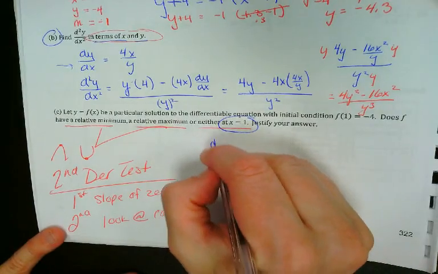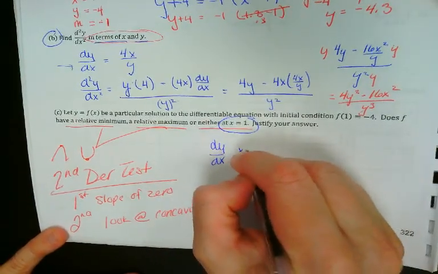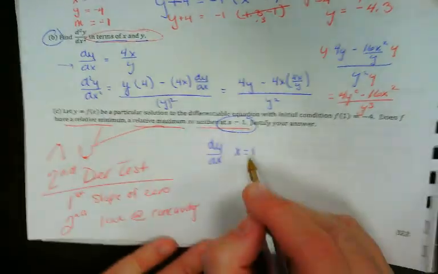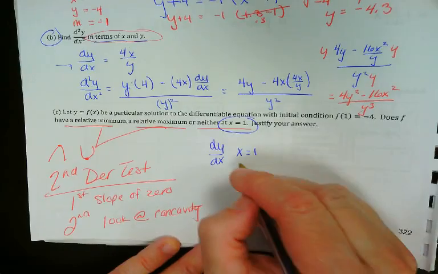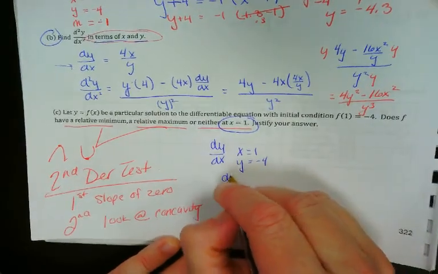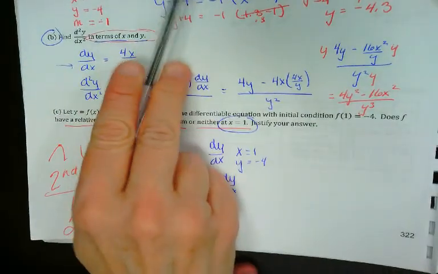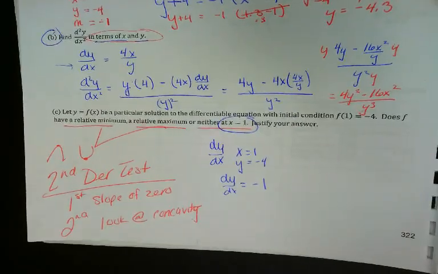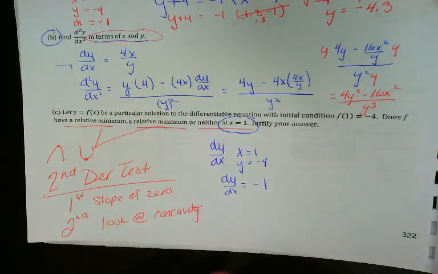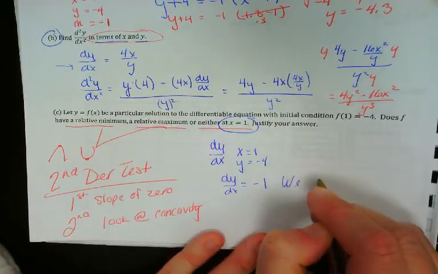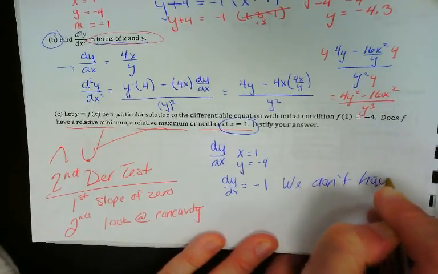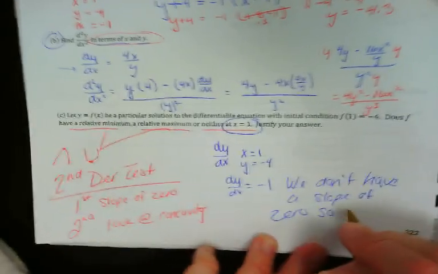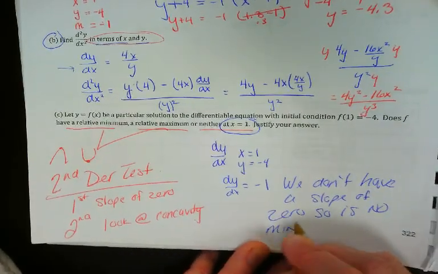So what do we know about dy dx when x is 1? I think we've already found it, and typically that's how it goes. When x is 1, we know the y value is -4, and we know then dy dx, when we substituted 1, -4, and that's what we did up here, we got a slope of -1. Right? We already did all that up here. So what that's telling me is we don't have a slope of 0. So there is no min or max at 1.